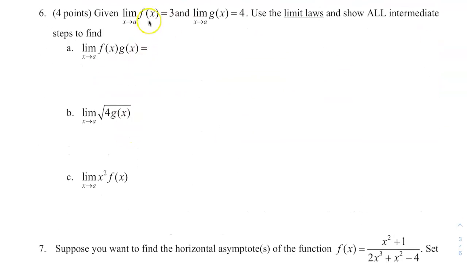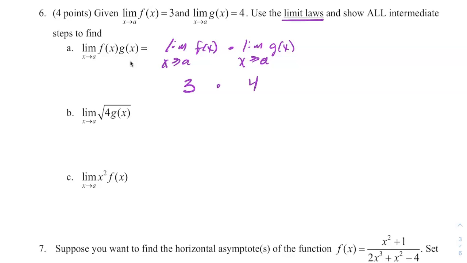So limit laws now. Given the limit as x approaches a of f of x equals 3 and the limit as x approaches a of g of x equals 4, use the limit laws to show all. So remember, using the limit laws, we got to show all of this. So use the laws. For this first one, don't just plug in 3 and 4. You actually got to use the laws. So I could separate it. Limit as x approaches a of f times the limit as x approaches a of g of x, which is going to be, now this is 3 and now this is 4. So that is 12.